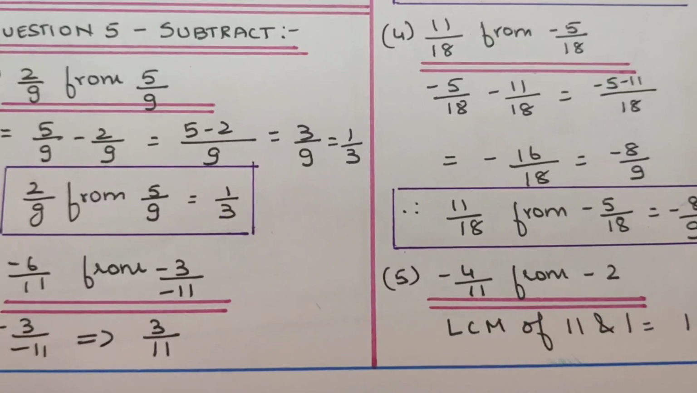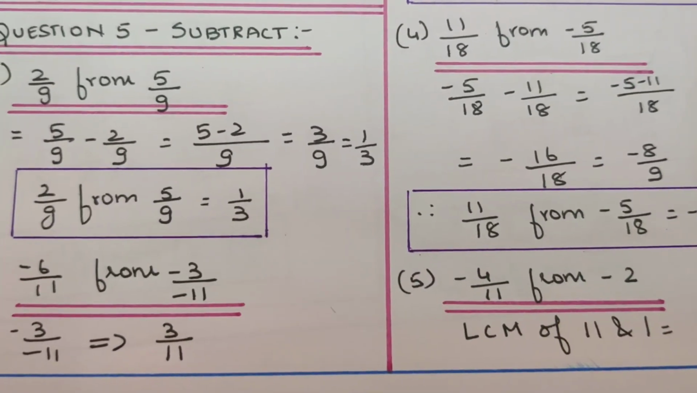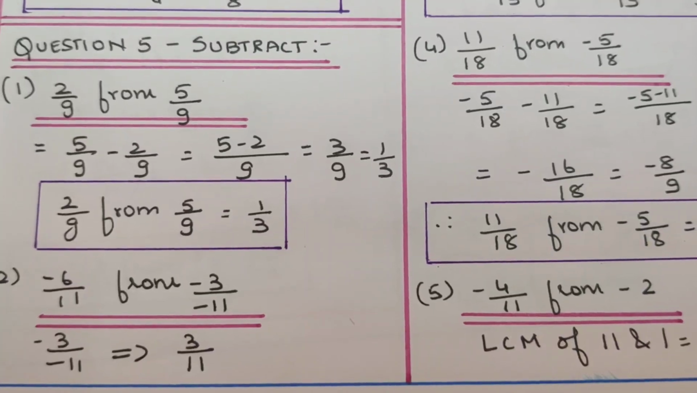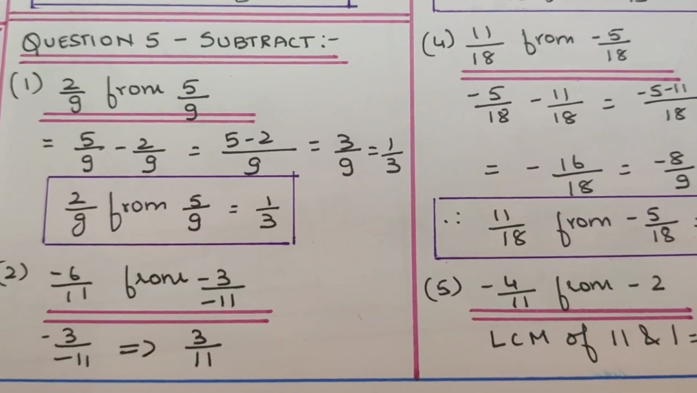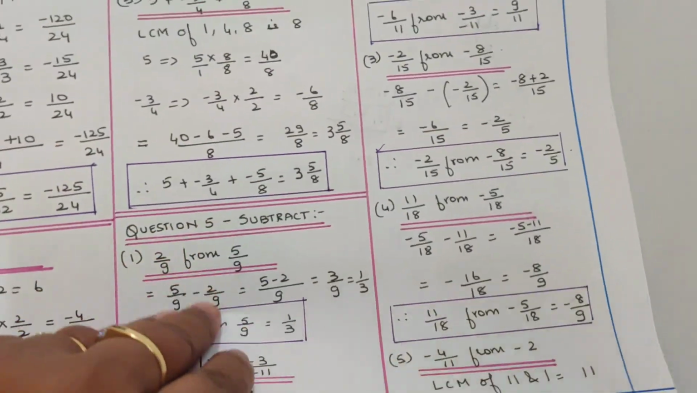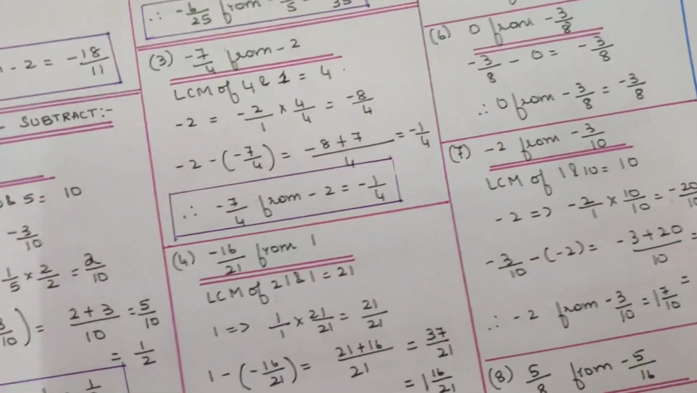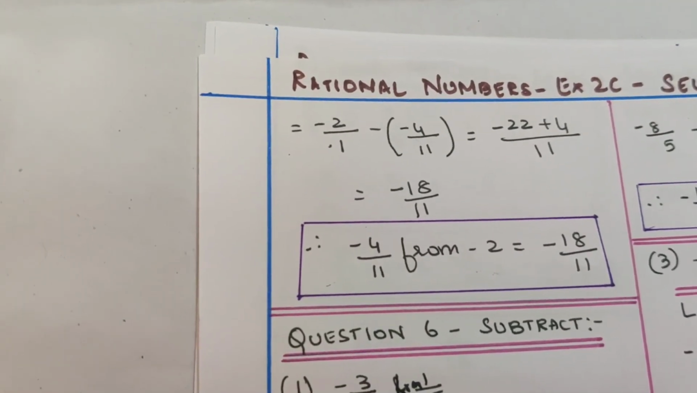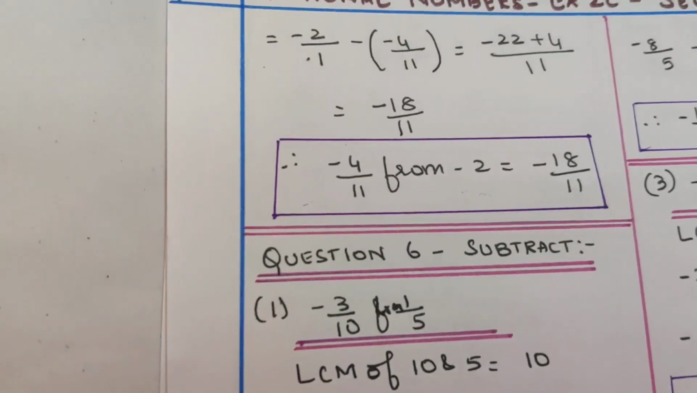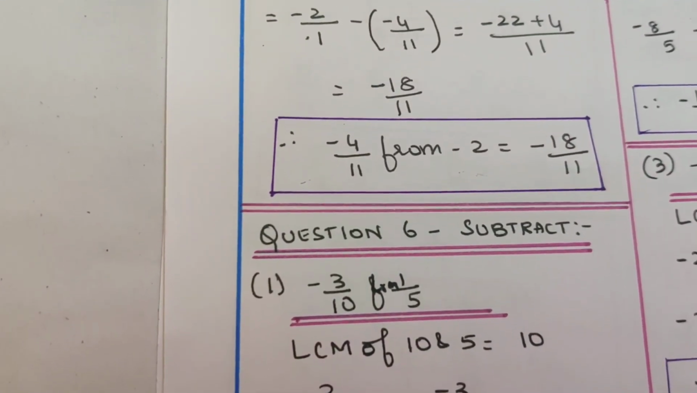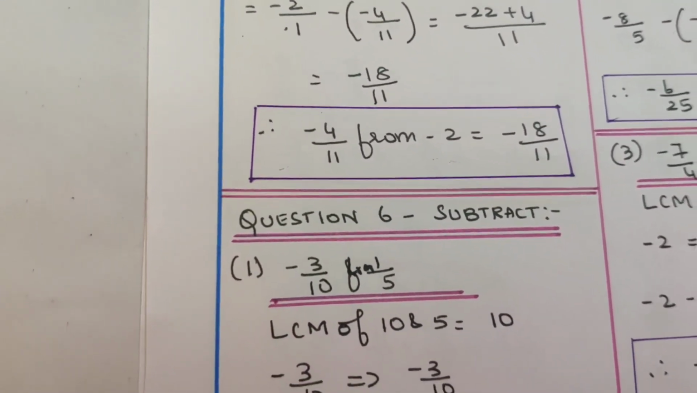And now we move on to the fifth sum, minus 4 by 11 and minus 2. Now there is no common denominator because one of the denominators is 11 and the other one is 1. So we take the LCM and the LCM becomes 11. Ensure all the numbers have the common denominator. So it becomes minus 22 plus 4 by 11 after taking the LCM. The answer is minus 18 by 11. If you want to convert it into a mixed fraction, you can do it.